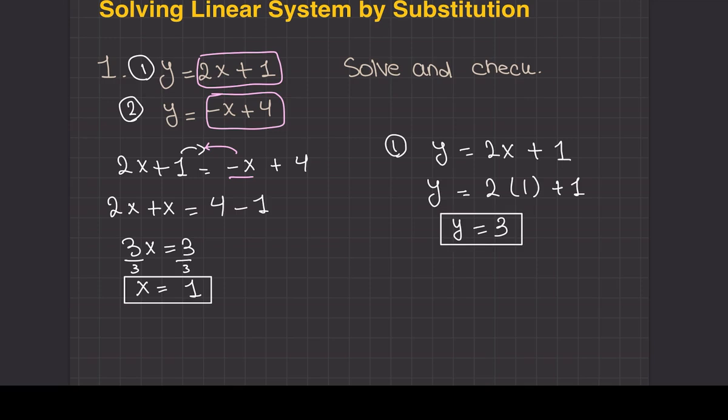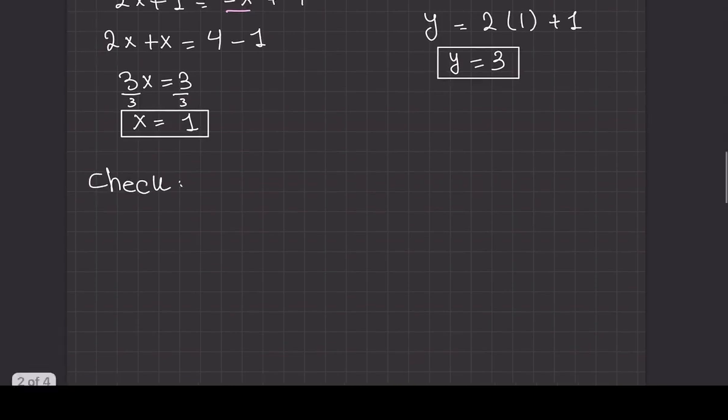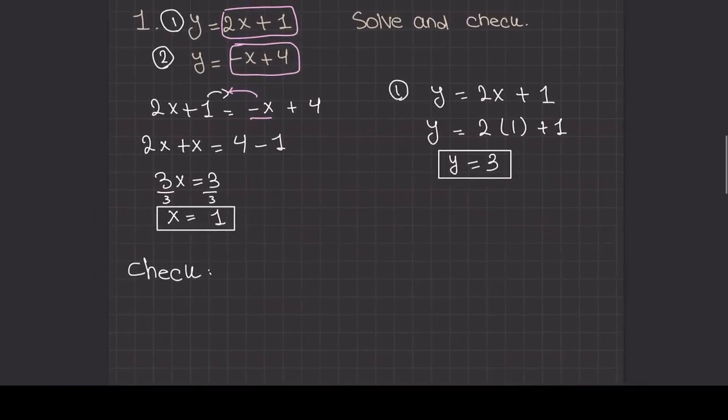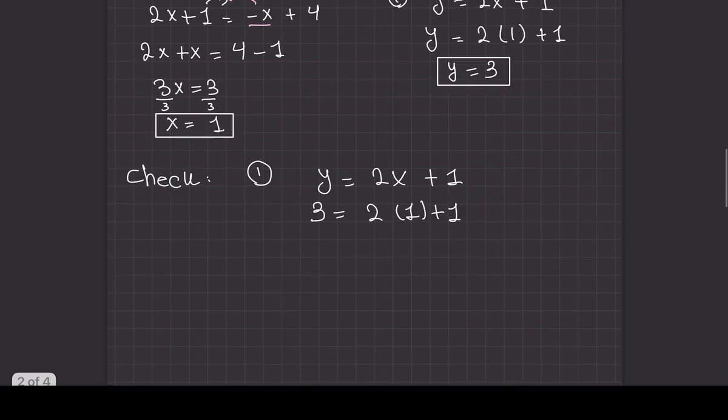So we found both x and y. We already solved it, but in order to check them, I'm going to write down check. I'm going to start with the first equation. The first equation was y equals 2x plus 1, and I have y as 3, so instead of y I'm going to write 3 equals 2, and instead of x I'm going to put 1, plus 1. So 3 stays the same, 2 times 1 is 2, plus 1 is 3. You see both numbers are equal, so that means our numbers are correct.